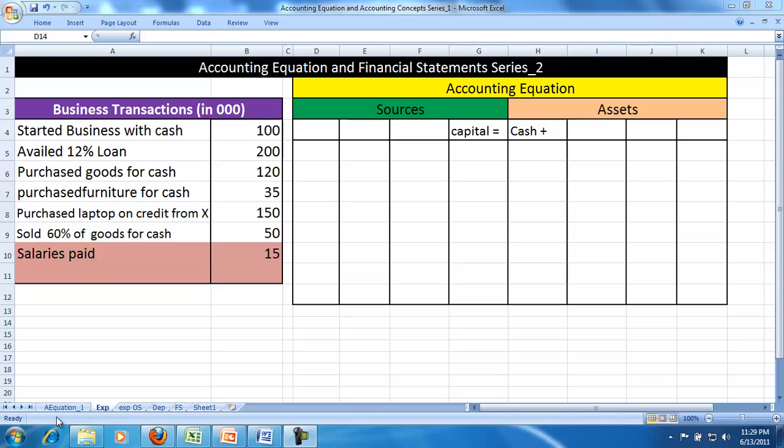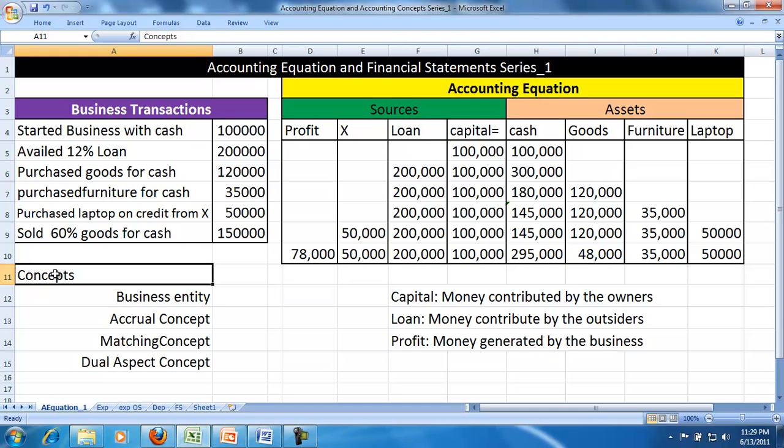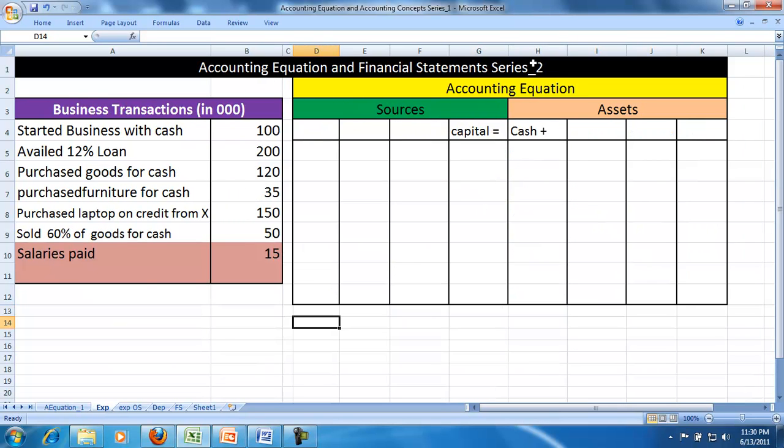In the last discussion we saw a set of business transactions and their effect on the accounting equation and the related concepts, but I mentioned that we have intentionally not taken the expenses and their effects on the equation. So in this session, as a part of our series on accounting equation and financial statements, session number 2, we'd like to pick up some transactions in the form of expenses along with the same transactions which are already there. So we can rush through the first few.